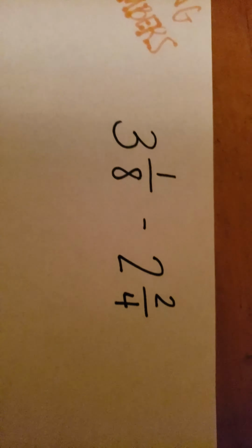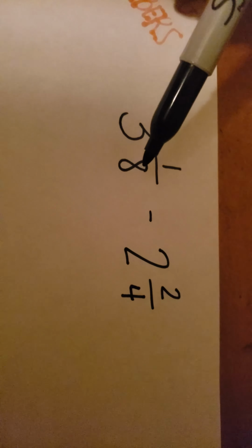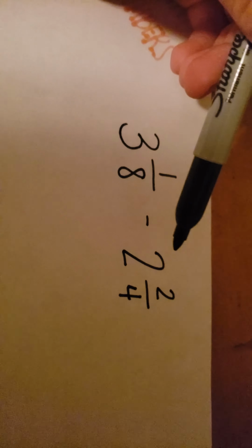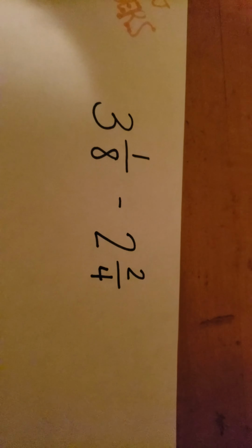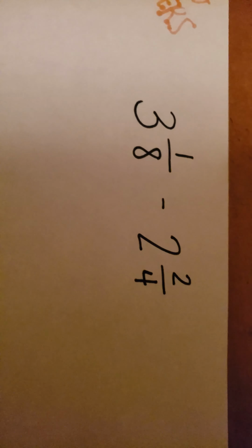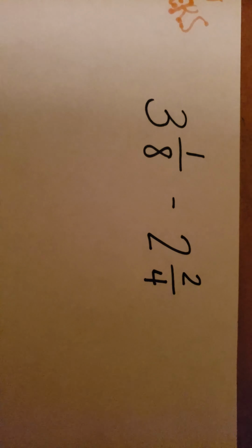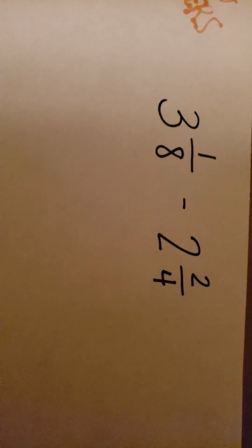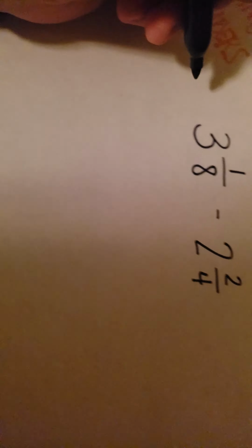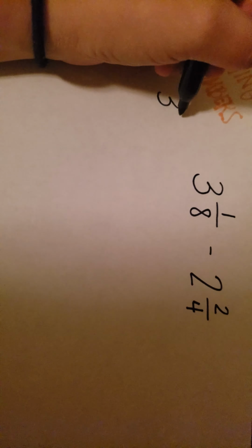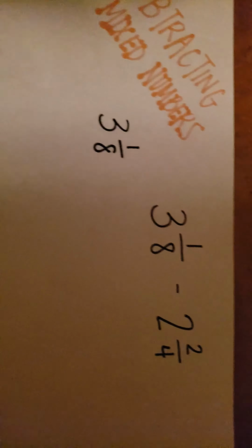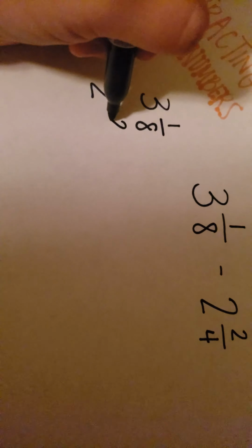Okay? So this is the problem we're going to be focusing on. 3 wholes and 1/8 of a whole minus 2 wholes and 2/4 of a whole. So it's really important when you're subtracting mixed numbers that you line them up by the biggest whole number on the top and the smallest whole number on the bottom. So we're going to rewrite this problem so that it's vertical. We're going to take 3 and 1/8, put that on top because obviously 3 is a bigger whole number than 2. We're then going to put 2 and 2/4 on the bottom.